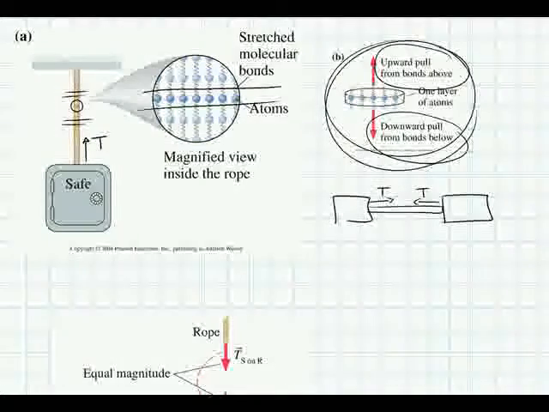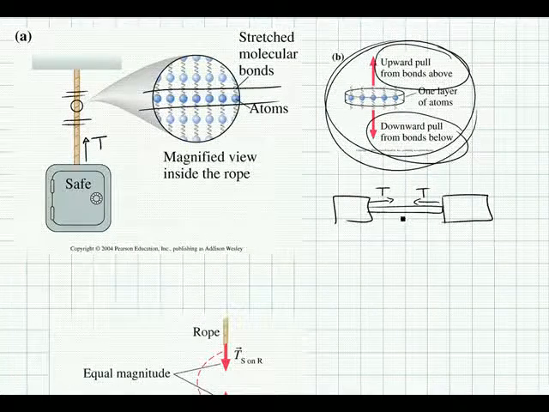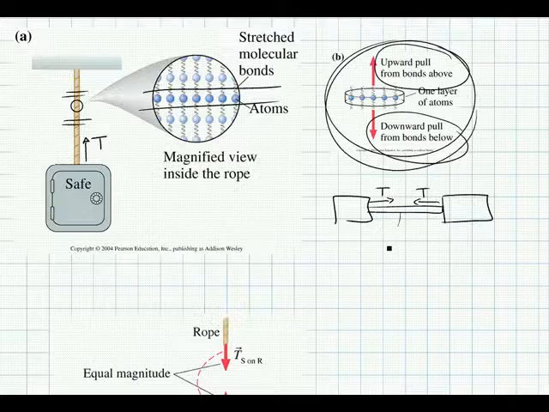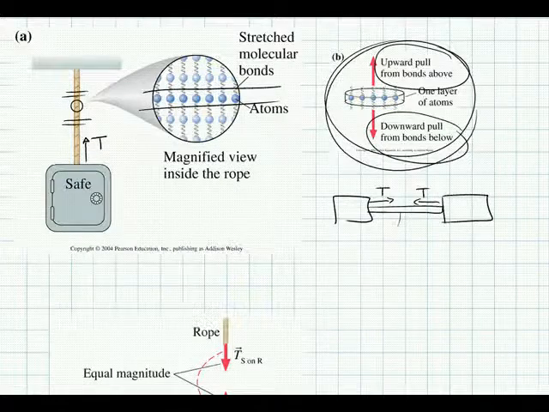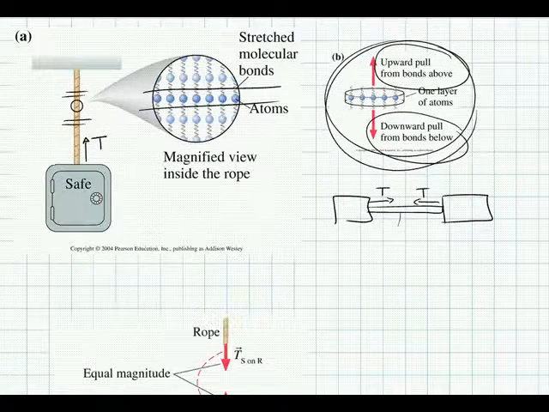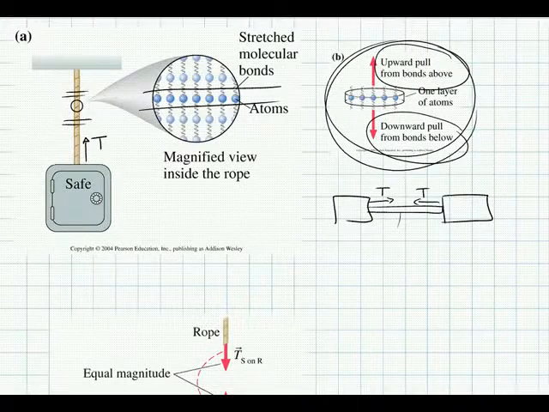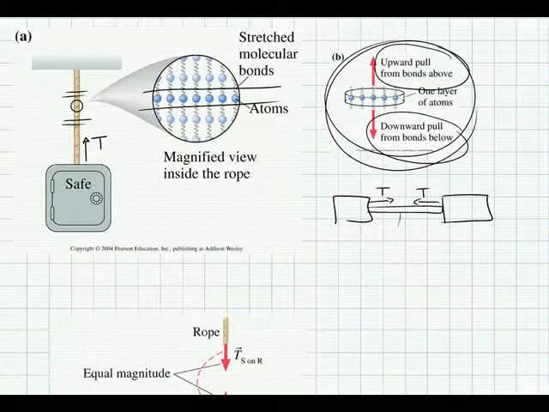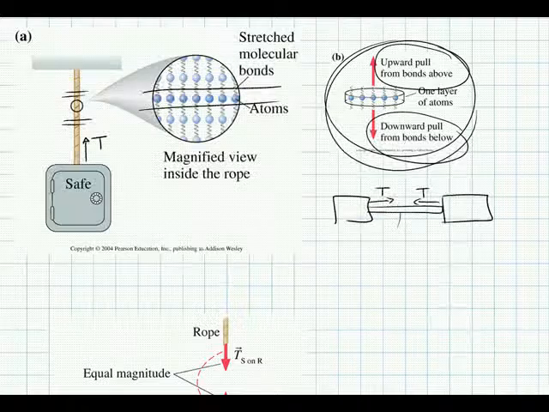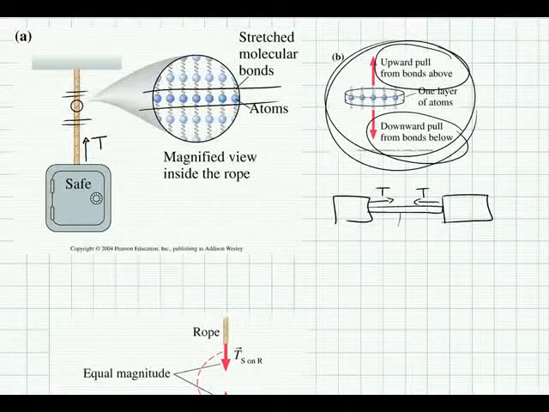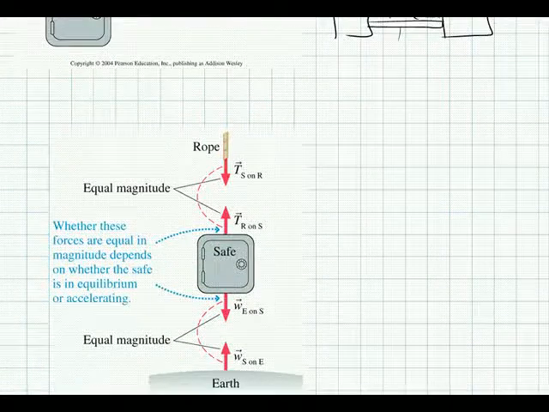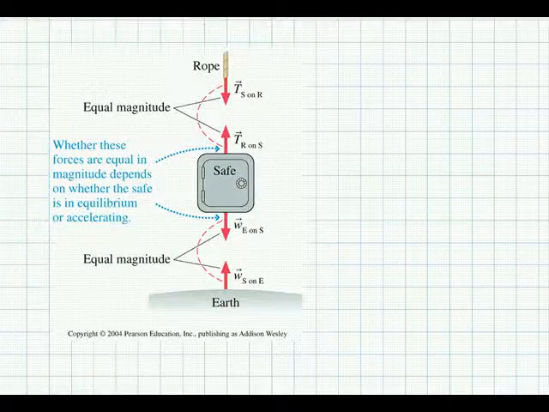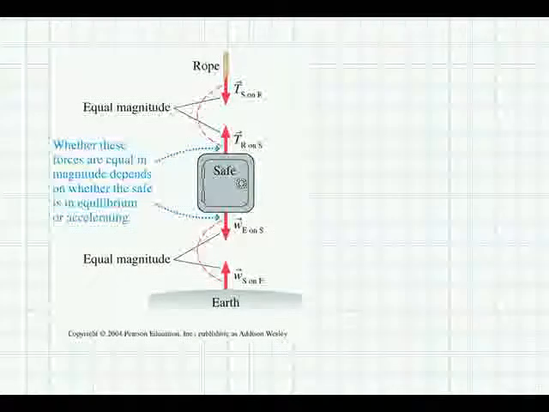So it's an important factor to bear in mind that if you're dealing with a massless string, then the tension throughout is, well, actually if it's in equilibrium, whether it has mass or doesn't have mass doesn't play a part. If the string or rope is in equilibrium, then the tension is constant throughout the string. Now let's go back to our safe and take a look at the forces involved in more detail.